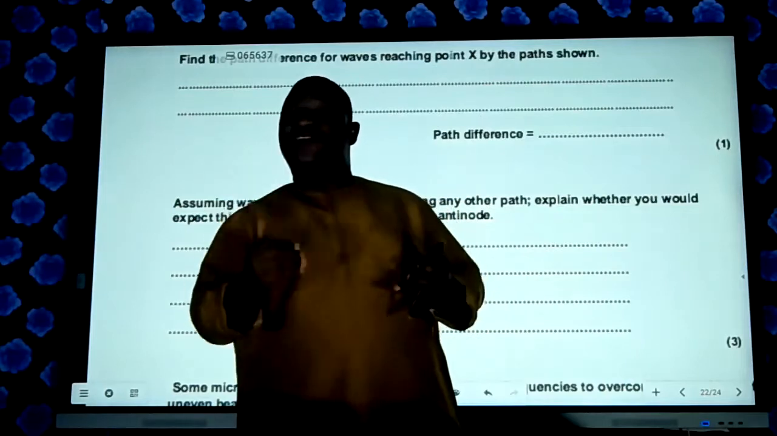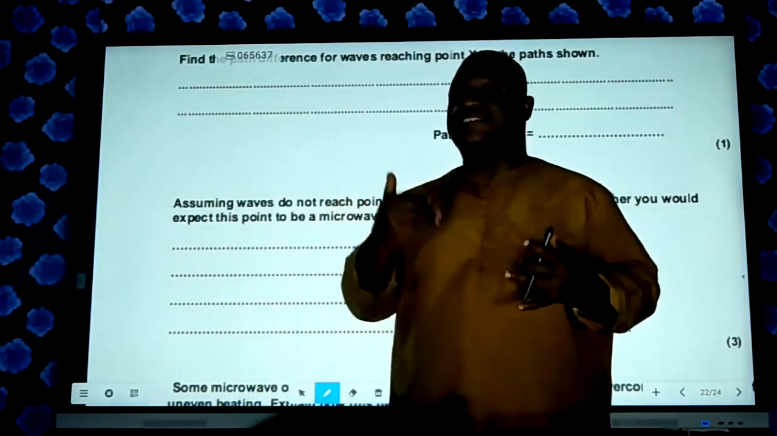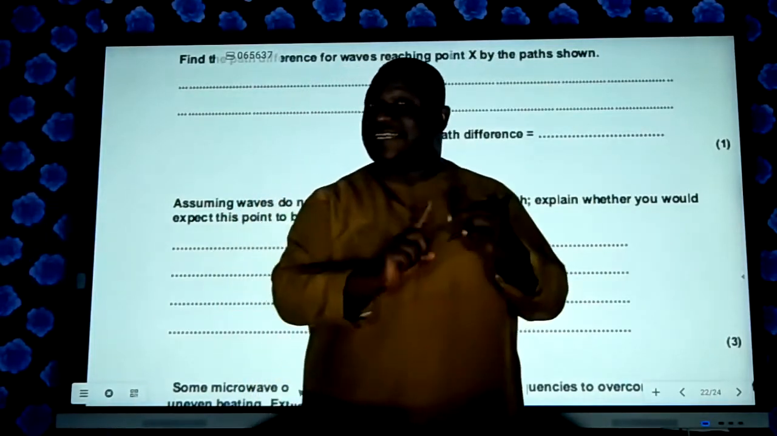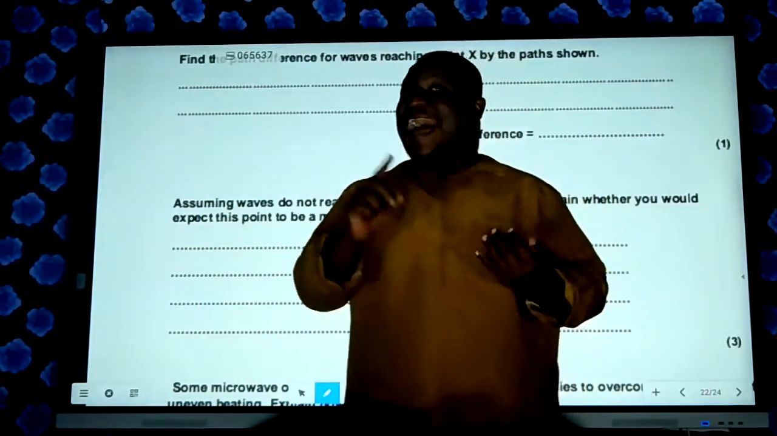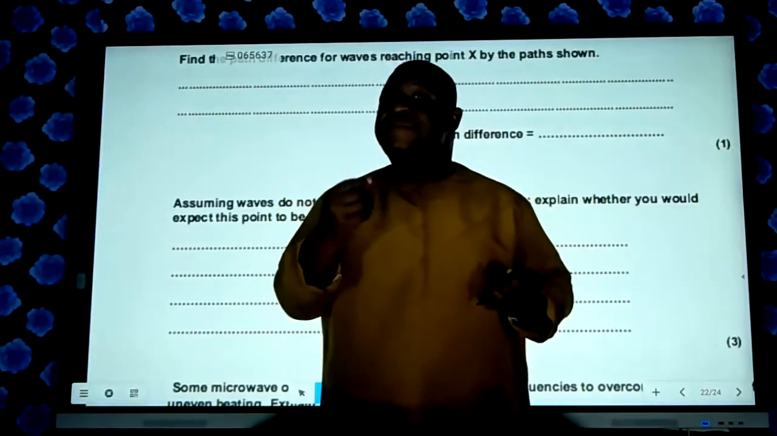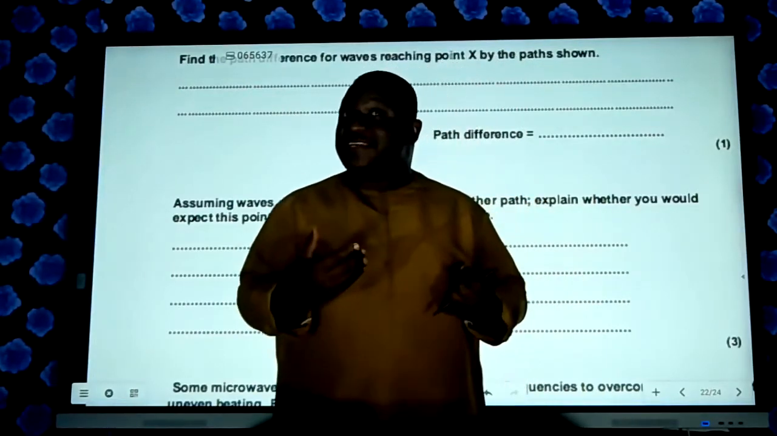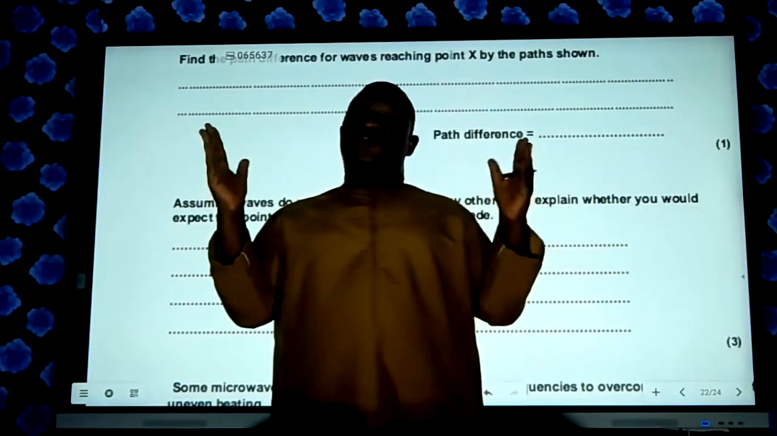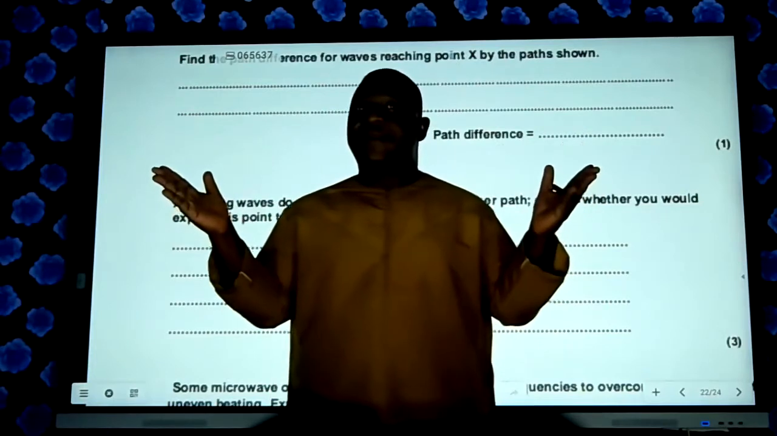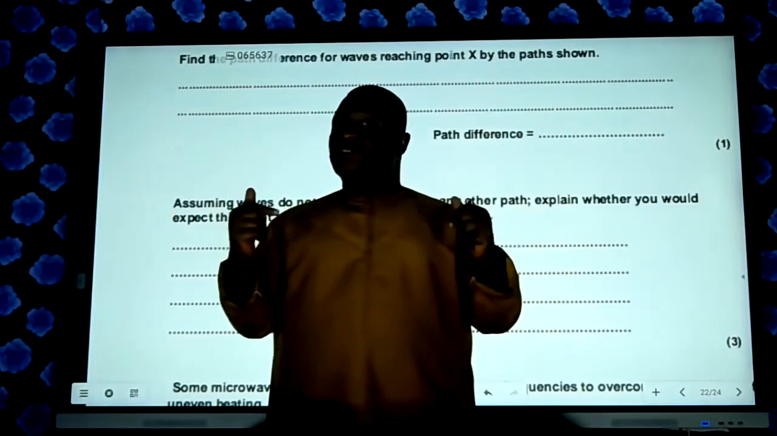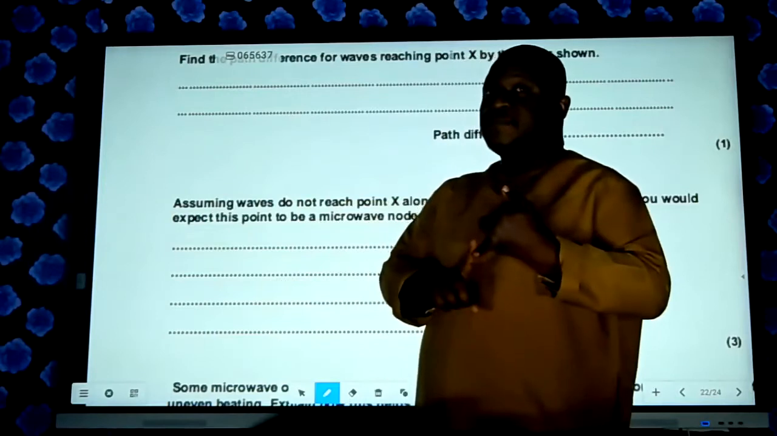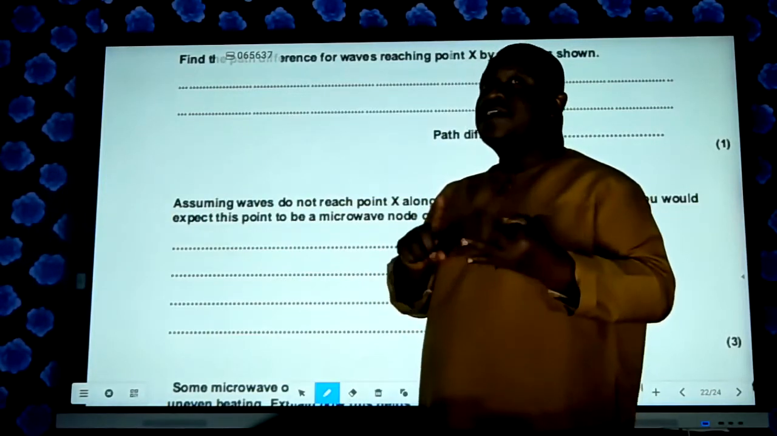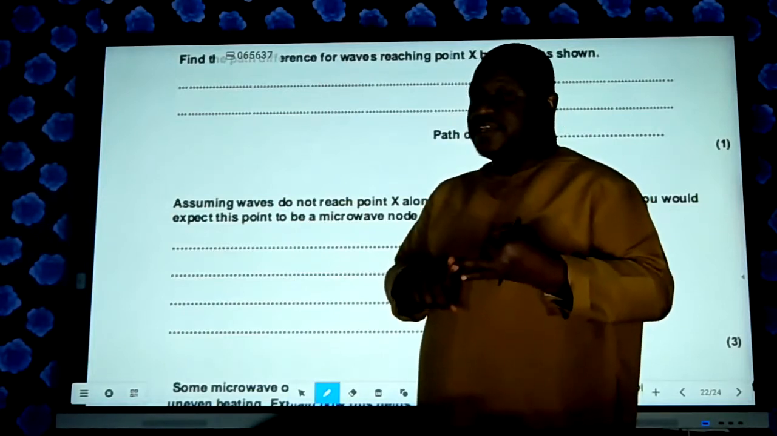If it's a node, 180 degrees phase difference. I'm sorry to say, when they meet at node, 180 degrees phase difference. And if they meet at antinode, then it's going to be 0 degrees phase difference, or 360 degrees, or 2 pi. You remember that. So if they meet completely in phase, it's going to be an antinode; completely out of phase, it's going to be a node.